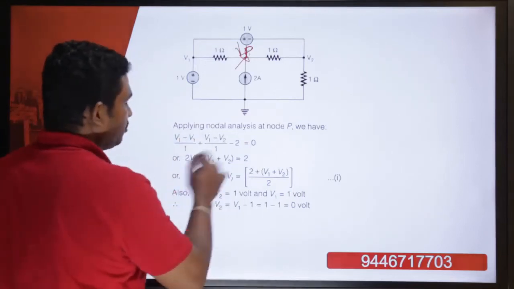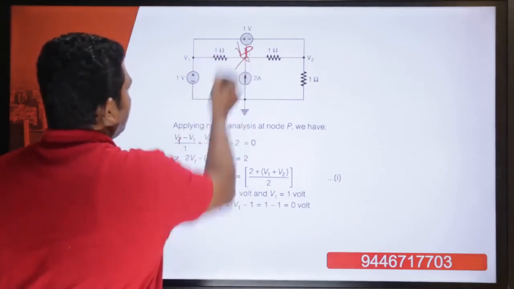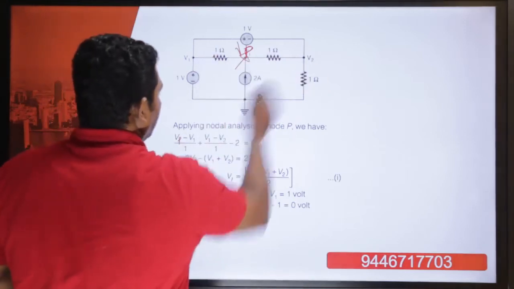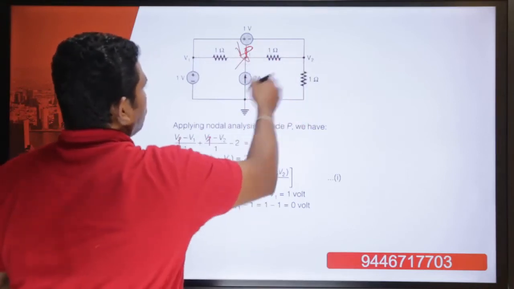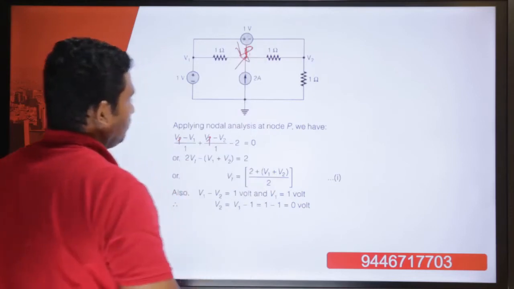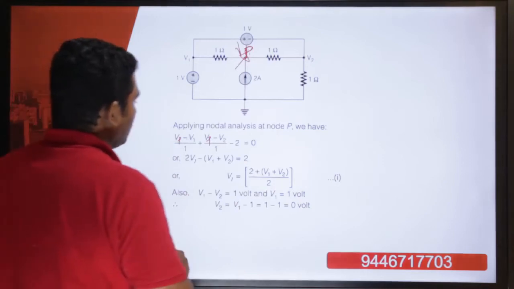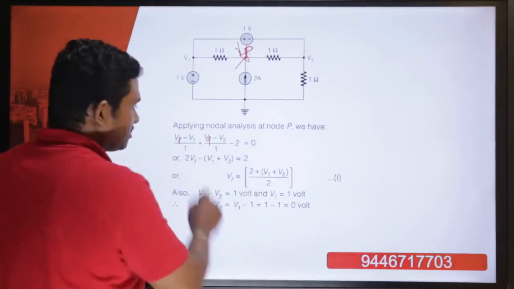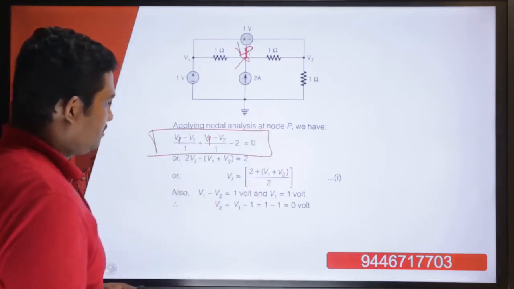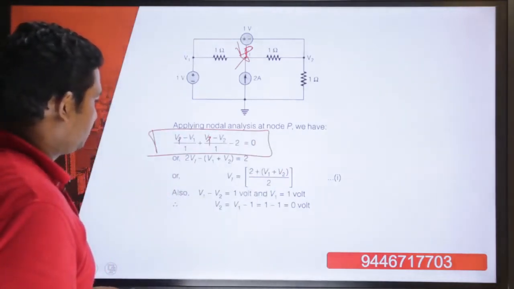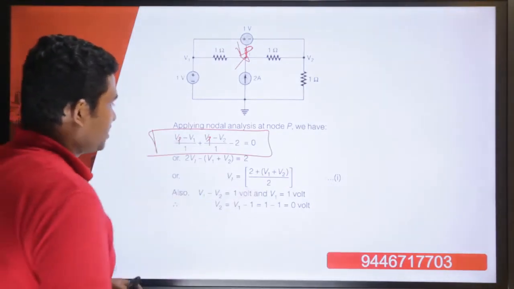So I will be just slightly modifying this equation as VP minus V1 divided by 1 plus VP minus V2 divided by 1 minus 2, because 2 is the incoming current. Minus 2 is equal to 0. From this, the equation we will be getting, you will have to solve this equation because I have modified this equation. So this is the fundamental basic equation, and you will have to substitute and make an expression in this form.